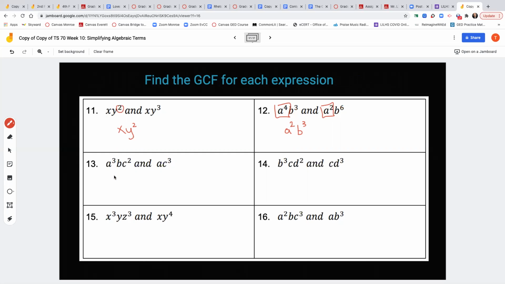All right, last minute, I guess. Number 13, a to the third, b, and a, c to the third. So what do we have? They both have a in common, and that's all they have in common for a. Let's move on to the b. There's no b over here, so we could just say c squared, because that's what they have in common. They both have c. This one has c squared, this one has c to the third. And so I'll just keep the lowest of the two, because that's what they have in common.